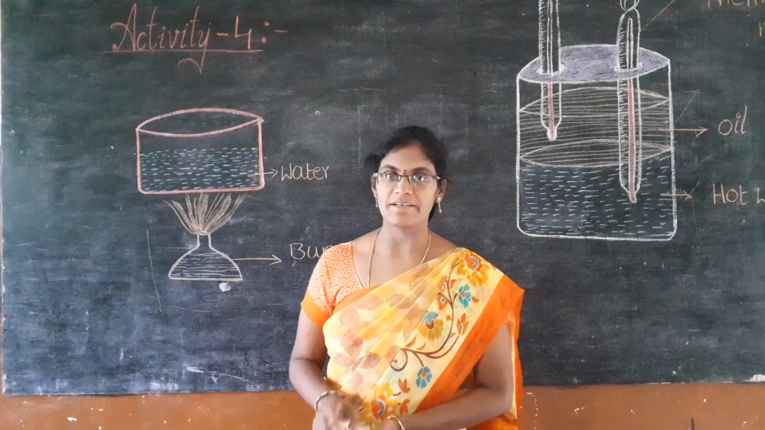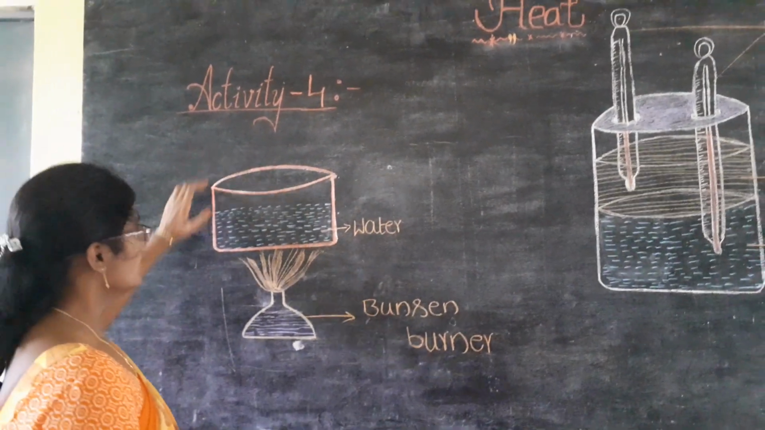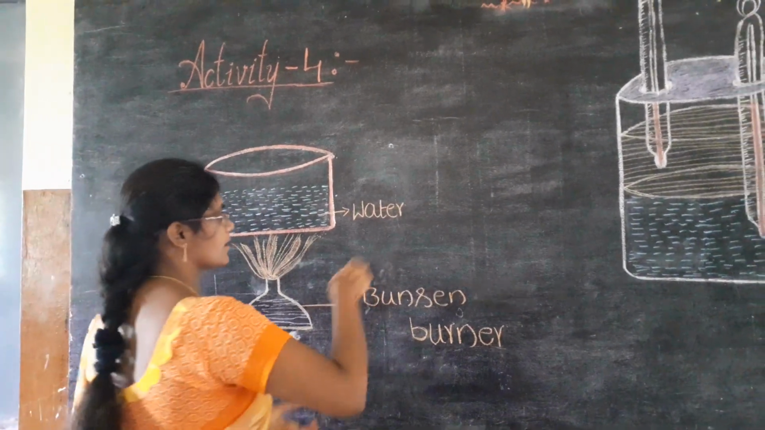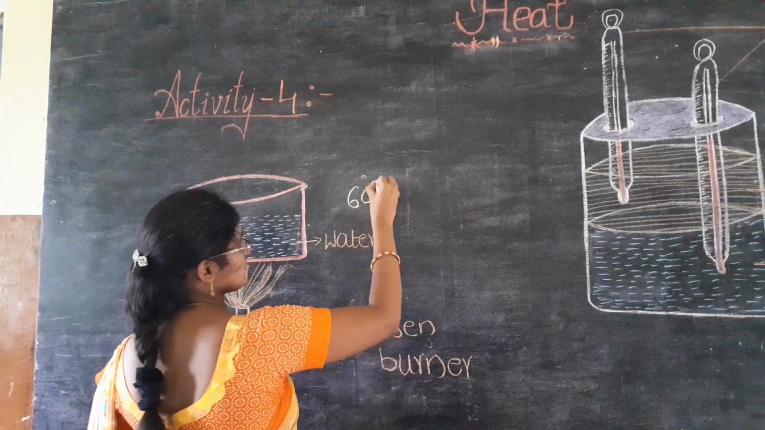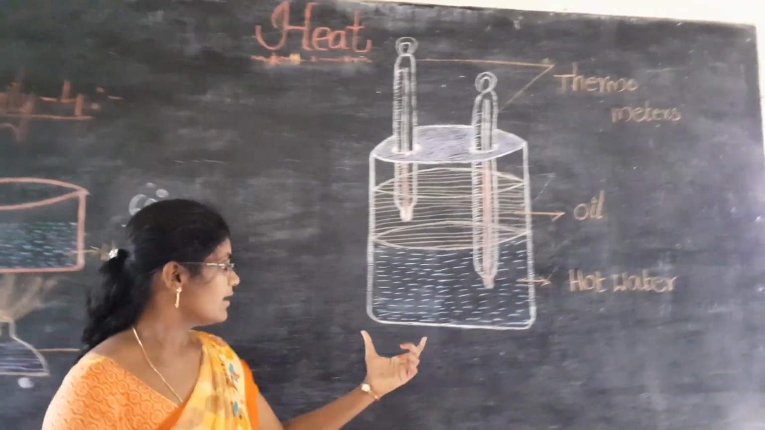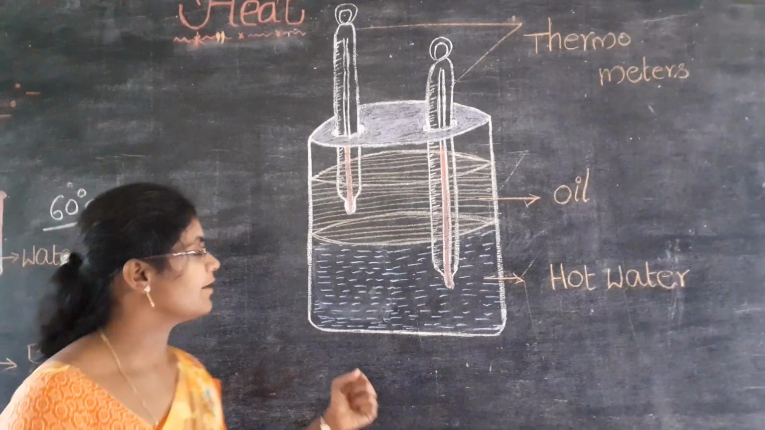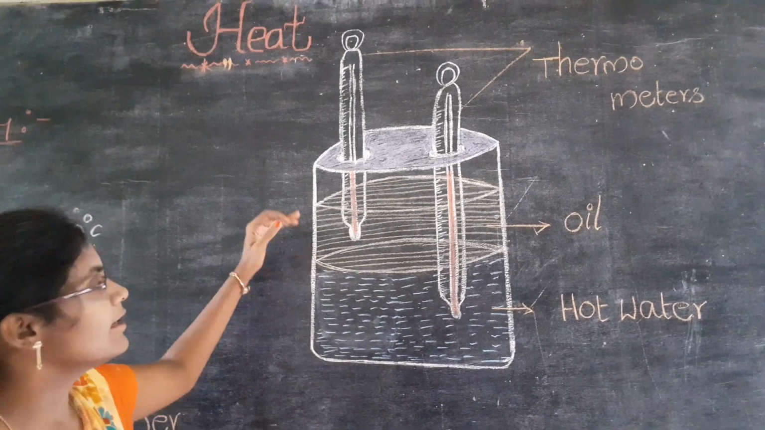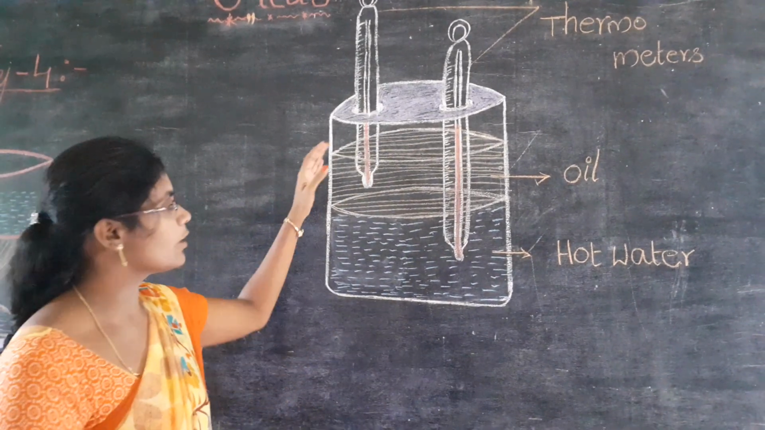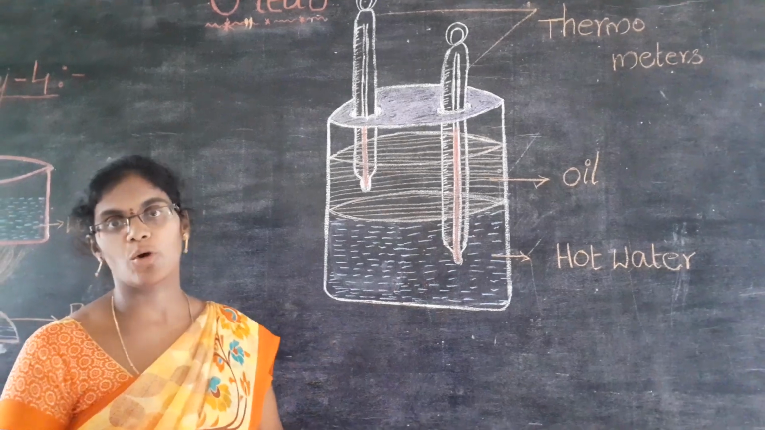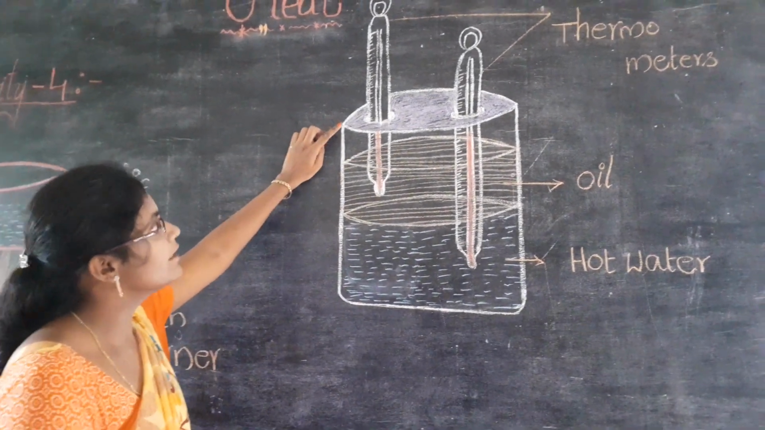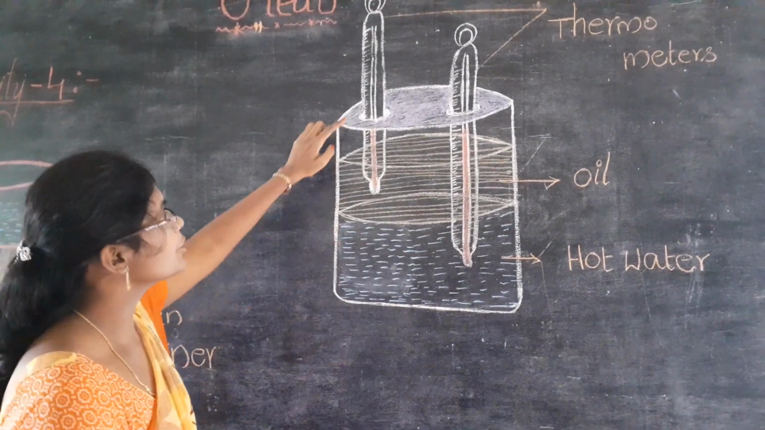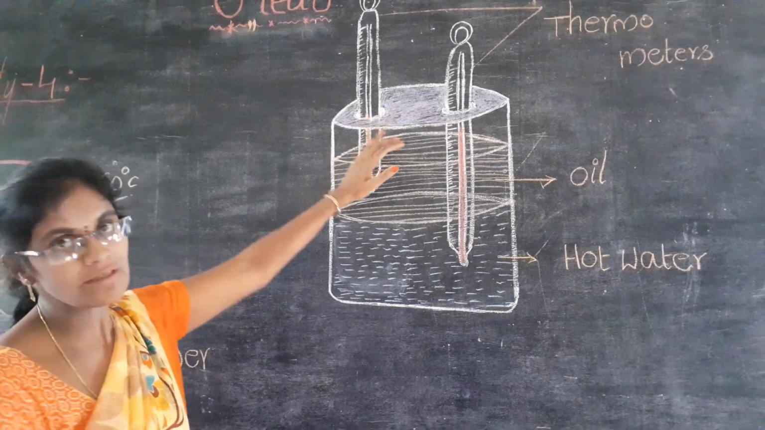Children, our next activity is activity 4. Take a container full of water and heat the water with the help of a Bunsen burner up to 60 degrees Celsius. Next, take a big transparent glass tumbler and fill half of it with hot water. Then pour oil gently on the surface of the water. Next, place a lid with 2 holes on the beaker and insert 2 thermometers in the 2 holes of the lid.